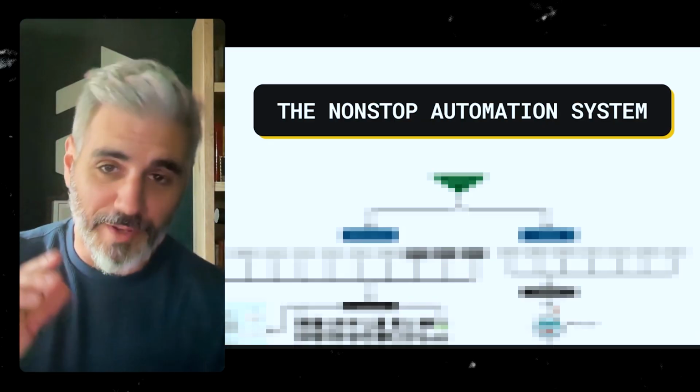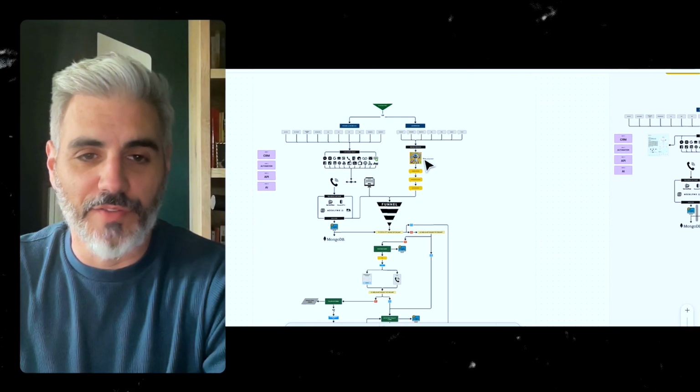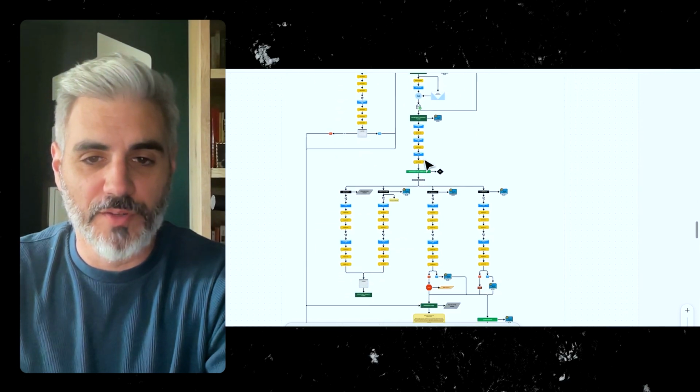The only way to really do a full-fledged automation system is to have as many things in one place as possible. Here's the Nonstop automation system. I want to show you what's possible if you do use everything in one place. You'll see here that this is our base model system that we use.